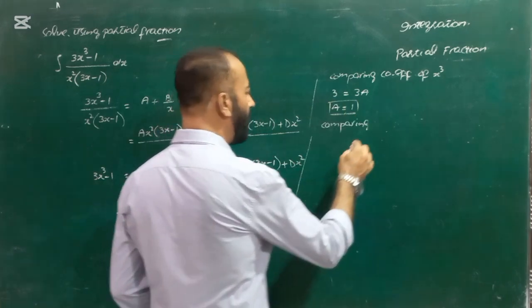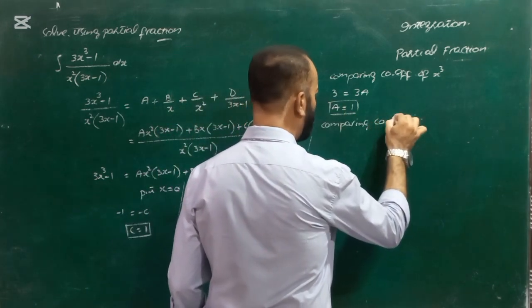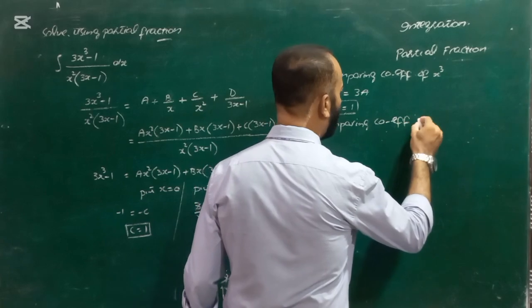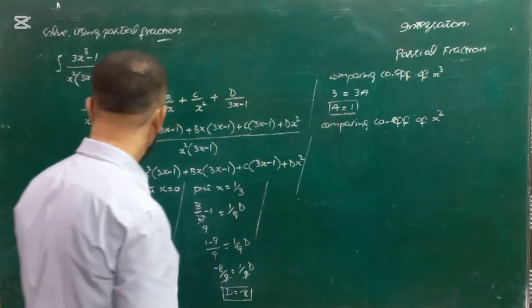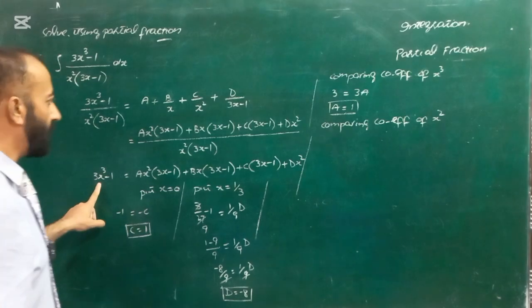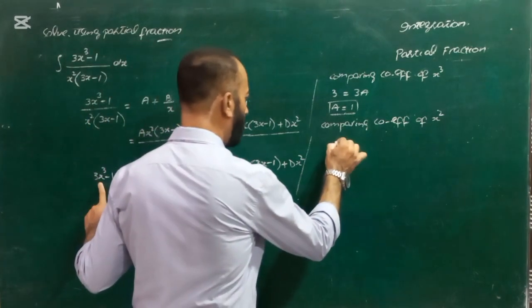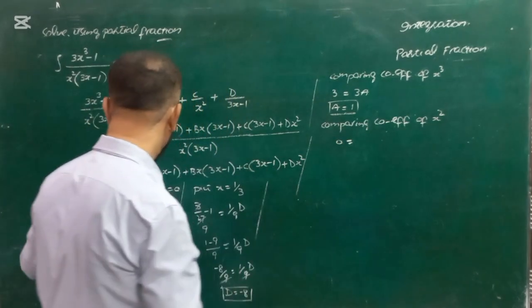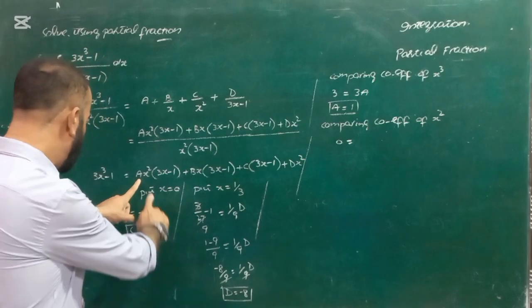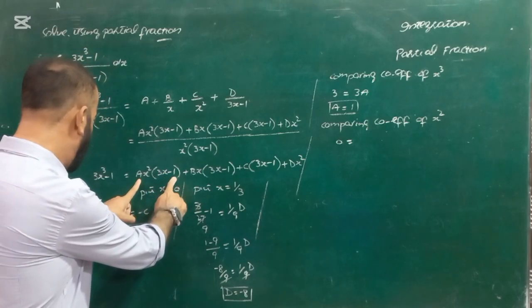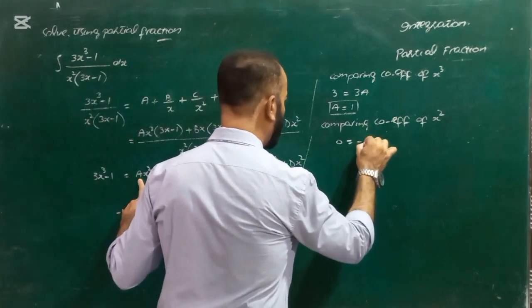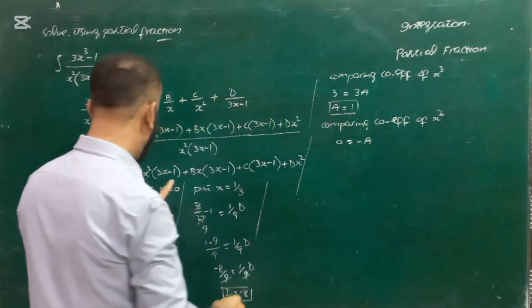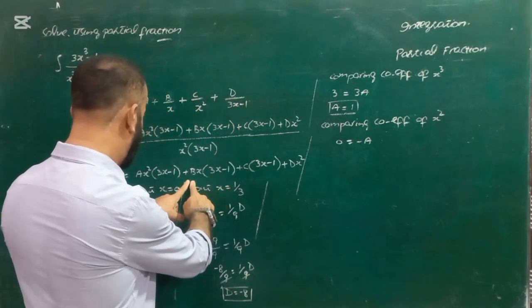Okay, next comparing the coefficient of x square. So on the left hand side, the coefficient of the x square is 0, and on the right hand side, the coefficient of the x square will be minus a, from here plus 3b.